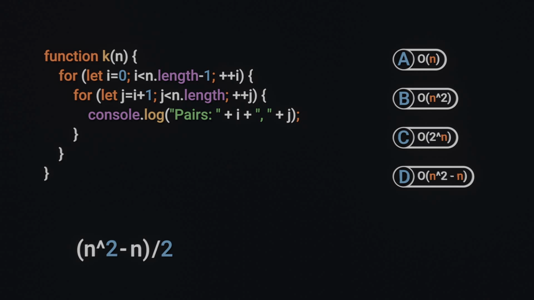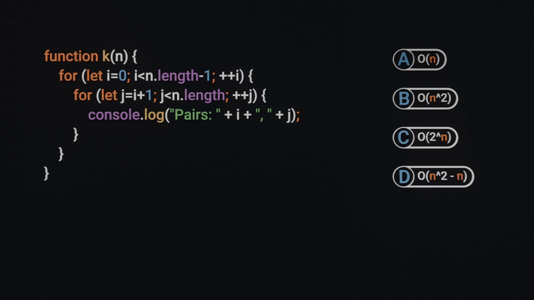Simplify it to n squared minus n, divided by 2. Removing the constant values gives us n squared minus n. Finally, drop the non-dominant term to get the result of O of n squared. You may be wondering why we dropped the minus n term, and I'll go over that in a minute.